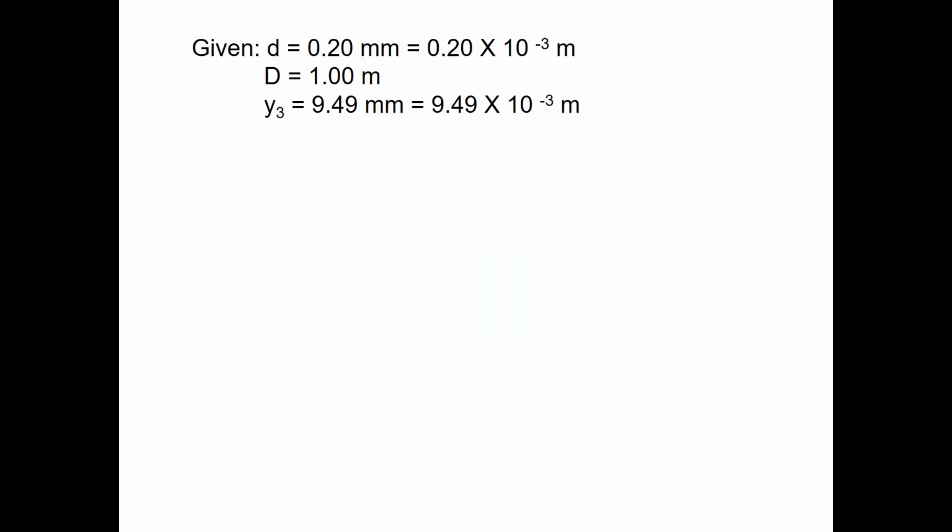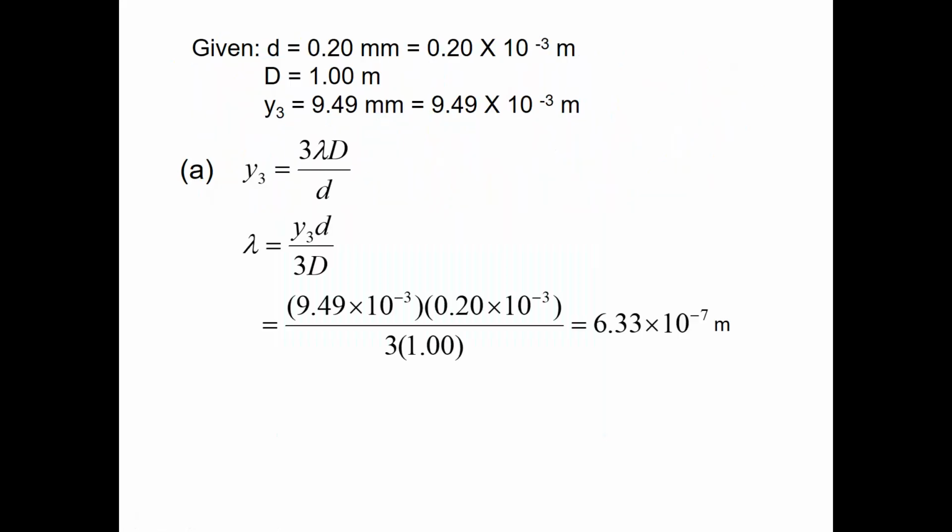Like what I mentioned just now, all this is given. So I just need to recall the equation, or you can straight away use y3 equals 3 lambda big D over small d. Or you can write down the general equation first: yn equals n lambda big D over small d. Substitute in, and you get an answer of about 633 nanometers. That corresponds to the red line.